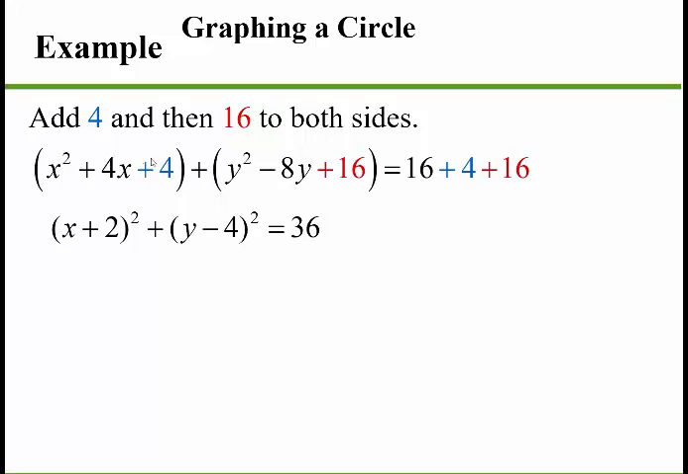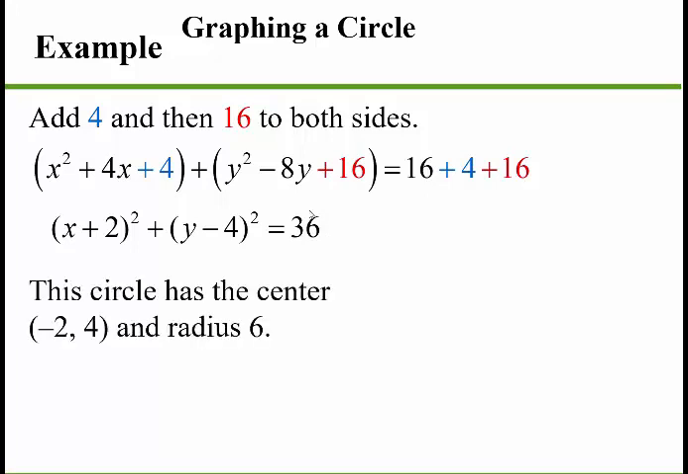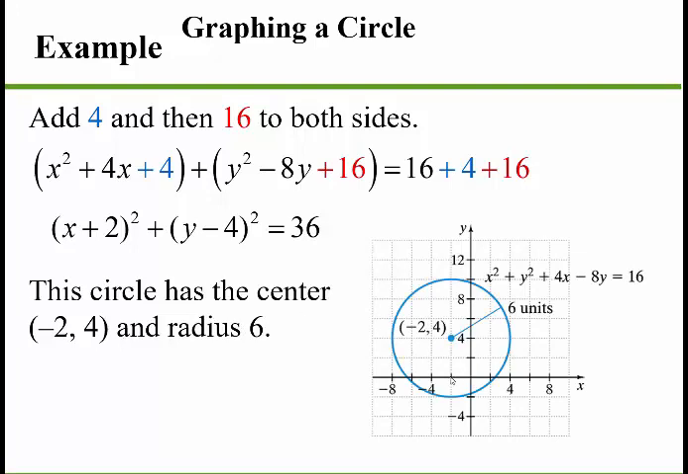Next, you're going to notice that this is going to factor. The simple trinomial factors into x plus 2 squared. This simple trinomial factors into y minus 4 squared. And when you add up all these numbers, you get 36. 36 is the same thing as 6 squared. So this circle has center (-2, 4) and radius 6. When you graph it, you go to (-2, 4), set your compass to 6 units, and sketch the circle that way.